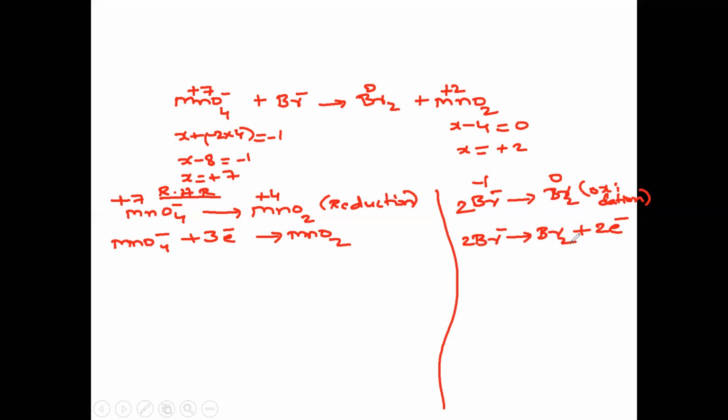Now, next, balancing oxygen atoms. Manganese is balanced, bromine is balanced. Now balancing oxygen atoms. Here how many oxygens are there? 4, and here it is 2. So to the side deficit of oxygen atoms, add an equal number of water molecules.